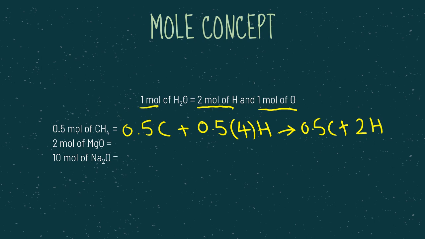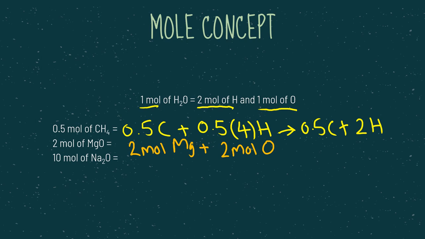Okay, for the next question, we have 2 moles of MgO. So this one is easy. This one will just be 2 mole of Mg plus 2 mole of oxygen.